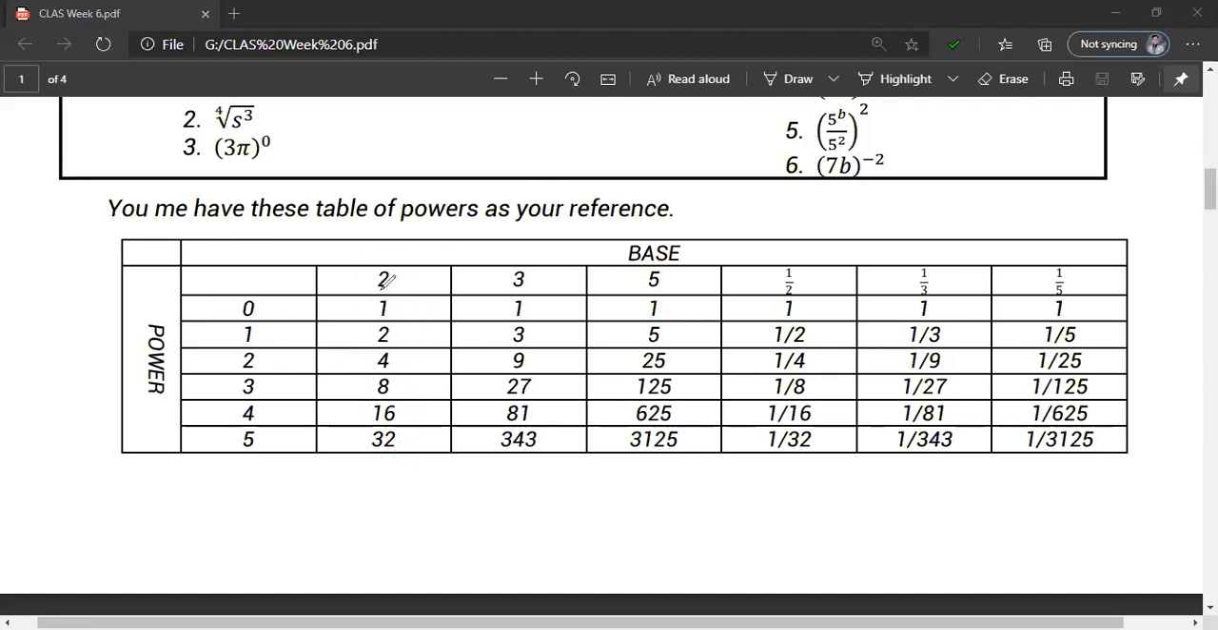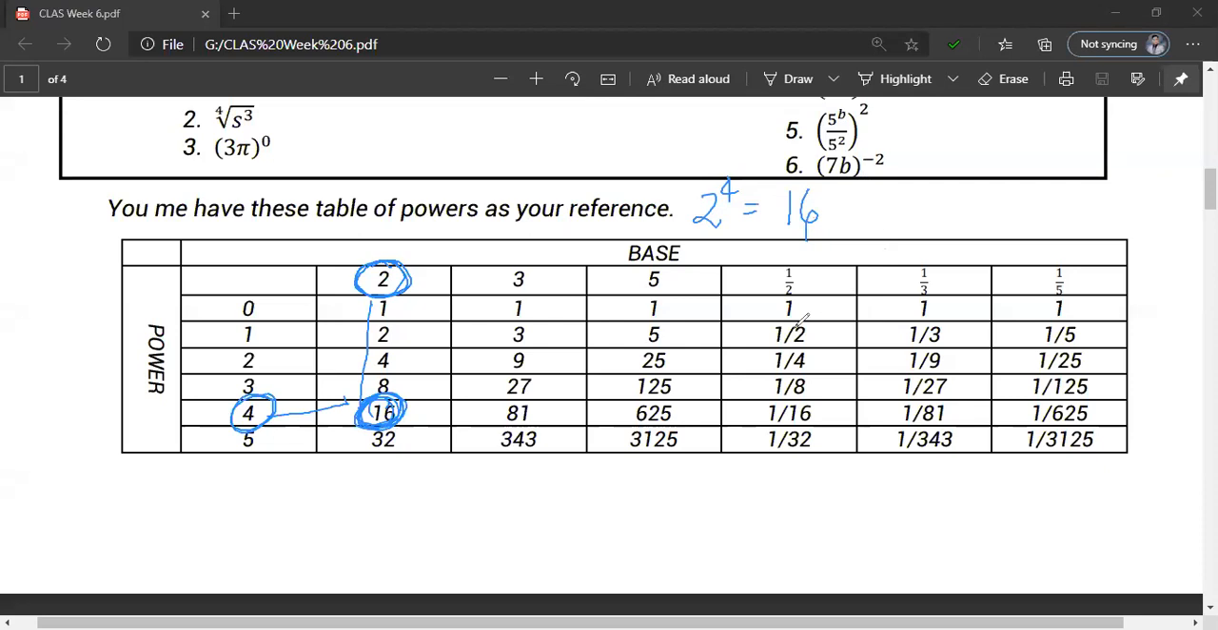So, ngayon, paano ito gamitin? Kunwari, gusto niyo malaman yung 2 raised to 4. Punta kayo sa base, 2. Punta kayo sa power niya, 4. Ngayon, kung saan nag-intersect yung dalawa, yun po yung ating answer. So, 2 raised to 4 is equal to 16.